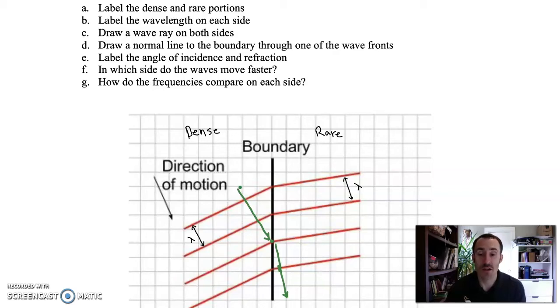Now I'm supposed to draw the normal line to the boundary. Now I'm going to draw my normal line where I've drawn these other two things, where I've drawn the wave rays to, because that's going to make my measurement of the angle of incidence and refraction easier. Okay, so my normal line is just perpendicular to the boundary. So it looks like this. This is my normal line.